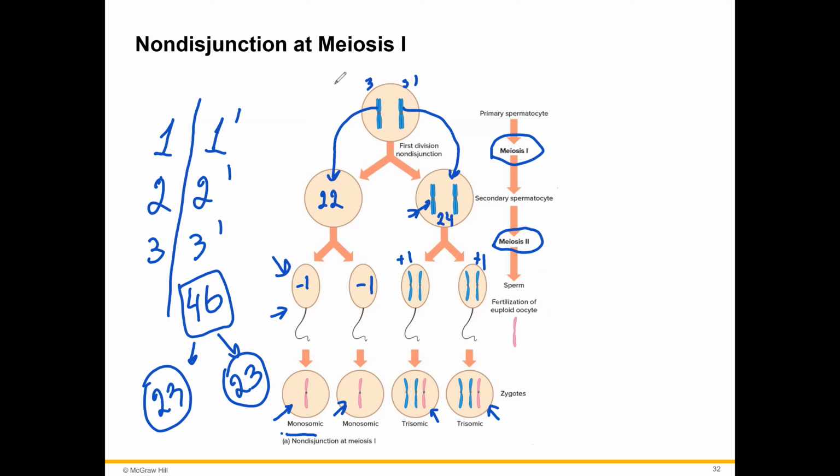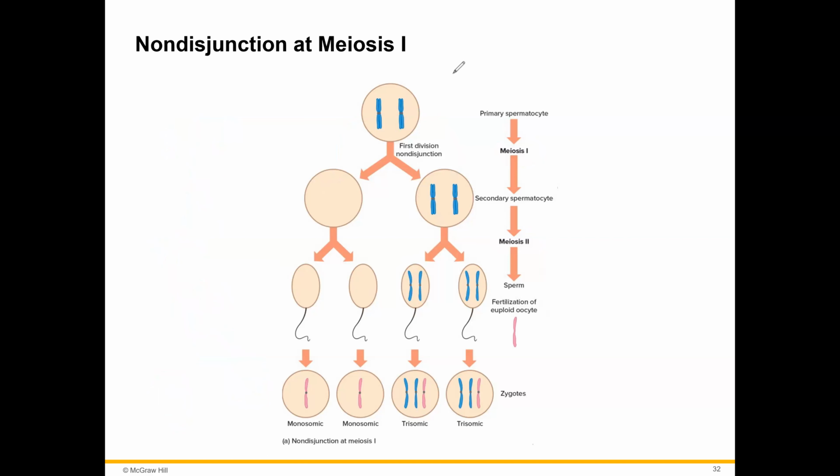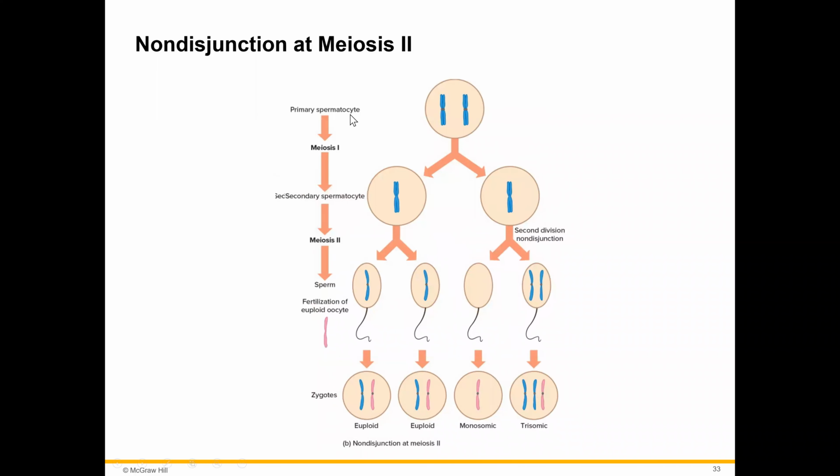So the point here is that meiosis is the process of gamete formation. So we form gametes, eggs and sperm. If errors happen, and those errors are called non-disjunctions, if chromosomes do not separate, then we will not produce normal gametes. And if it happens in meiosis 1, all gametes are going to be affected.